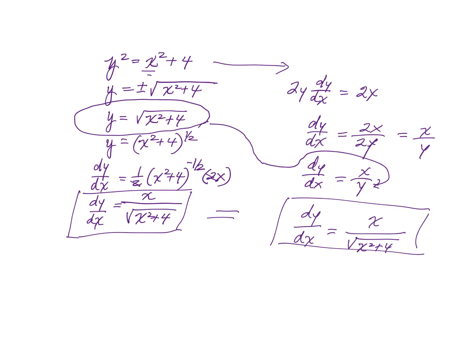So what does this mean? It means that taking the derivative implicitly is consistent with, or gives us the same answer as, if we were to take the derivative explicitly.